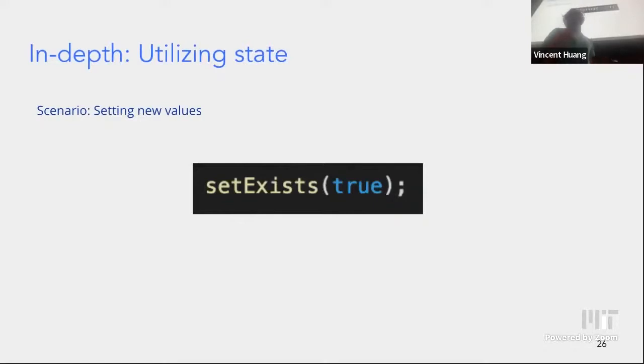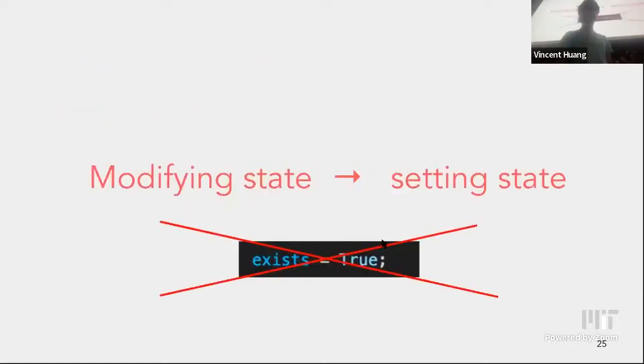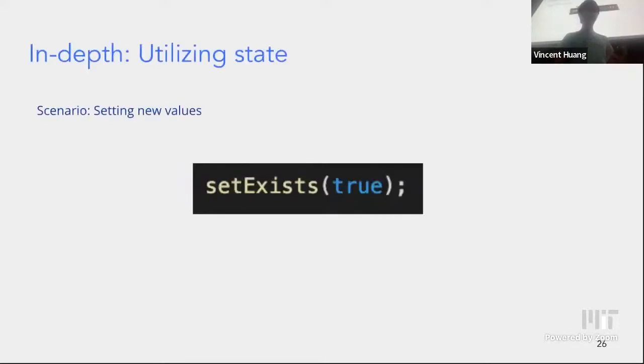The reason we want to do this instead of doing a direct state update is that if we call setExists, this will tell React that the exists variable changed. Whereas if we just say let exists equals true, then it can cause problems for React because it might not detect the variable change until later.